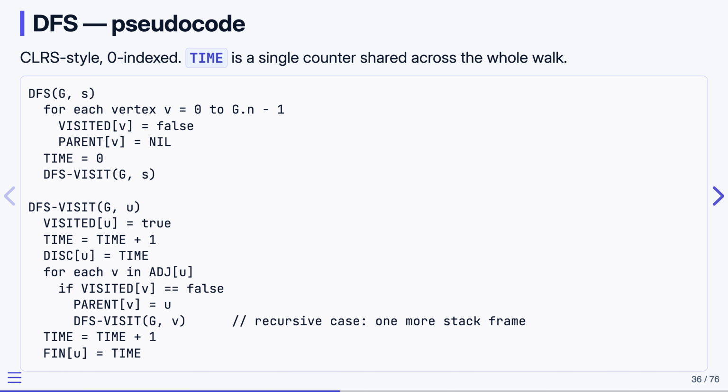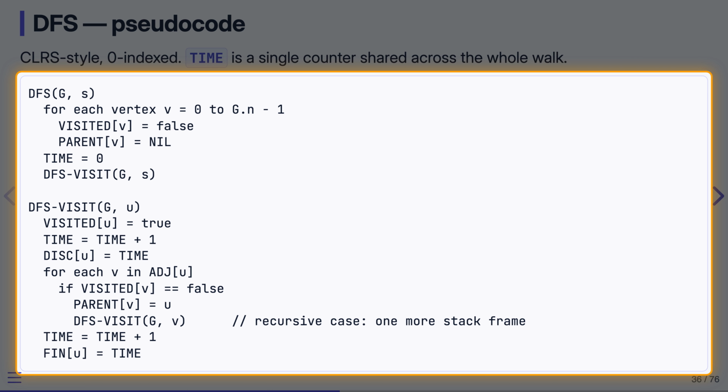Time is a single counter shared across the whole walk. The first procedure sets things up. For each vertex V, we mark visited at V as false and parent at V as null. Then we set time to 0 and call DFS visit on the source.